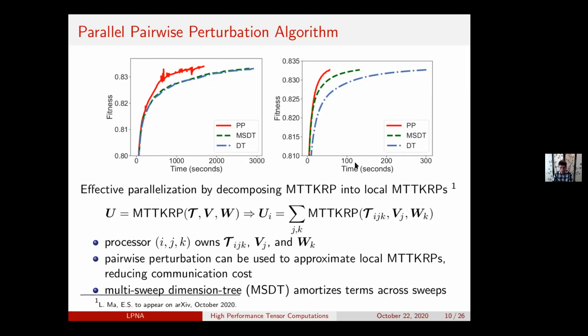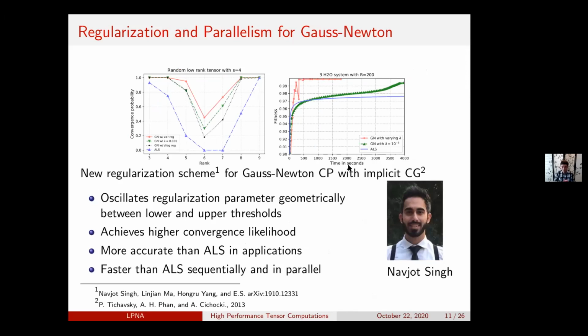Okay, so that's the PP idea. But instead of doing ALS, we mentioned that this Gauss-Newton method has a number of advantages. On the other hand, it's quite a lot more complicated to implement. But due to its advantages, we decided to pursue its analysis and efficient implementation in the parallel setting.